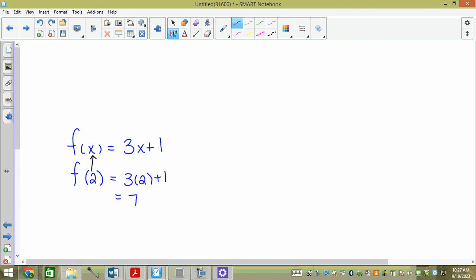2 is the x, your answer is the y. So you found a coordinate, 2, 7. That is one of the coordinates on that graph. That's all you did. So you can put in a ton of inputs and get out a ton of outputs and do a t-table and have your graph, right? Okay, cool. That's grade 10.